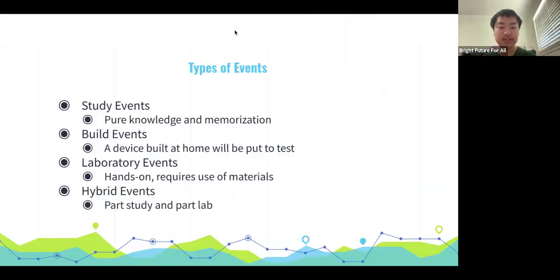Okay, types of events. I was kind of talking about this earlier, but yeah.